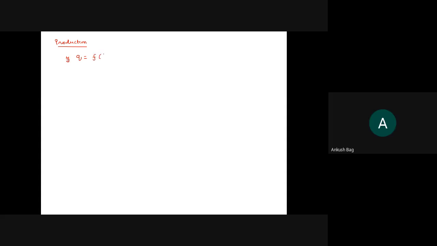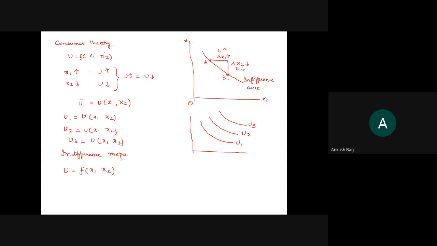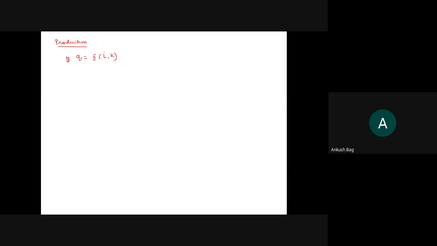Sir, can you show the previous slide? Sir, there can be another example of this level set. Can the production possibility curve be considered another such example? Yeah, I'm coming to the production cases now.